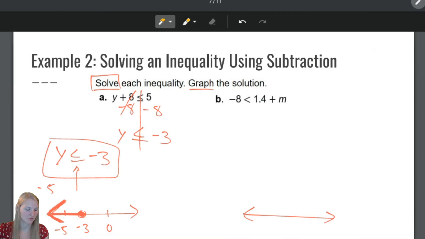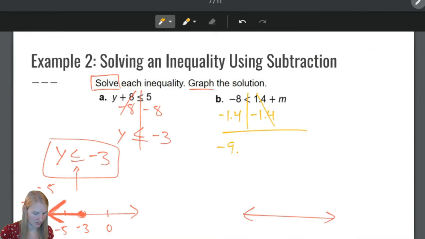Let's move on to part B. Now, we have negative 8 is less than 1.4 plus m. Remember, I want to get m by itself, so I need to do the opposite of that positive 1.4, which is negative 1.4. So I'll subtract that from both sides. Negative 8 minus 1.4 is negative 9.4, less than m. And there we go. We have solved it because m is by itself.